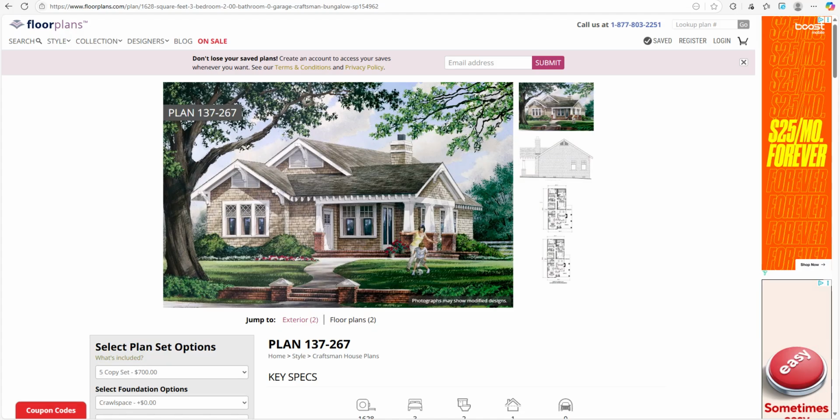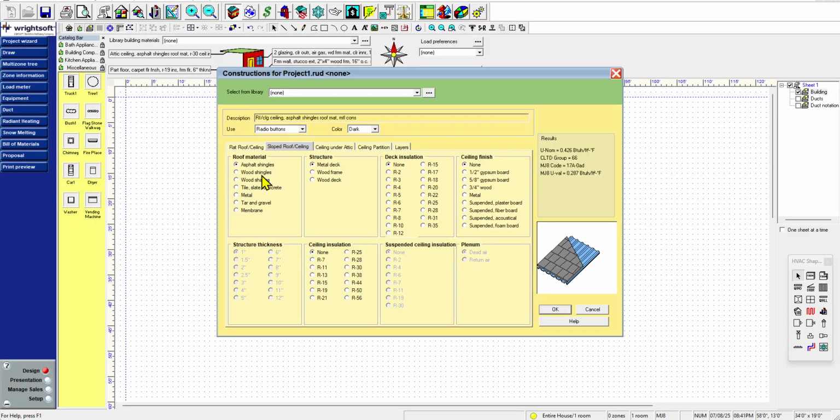Look at the images, and it's some kind of shingles. We'll go with asphalt shingles. It's dark. The structure is a wood frame. The deck insulation, that's this top board here. Let's just assume that it's nothing, okay? You could do that. You could say R2. Let's just be a little conservative and say there's no deck insulation. Ceiling finish is at least a 1/2 inch gypsum, okay?